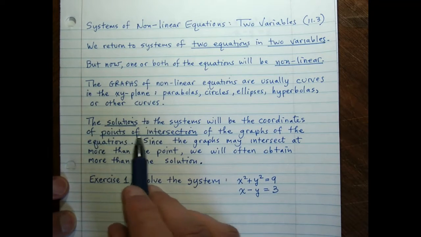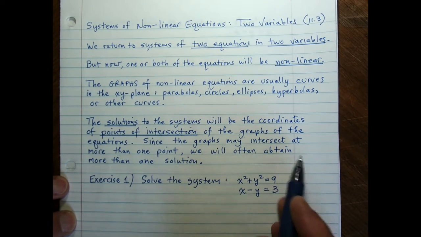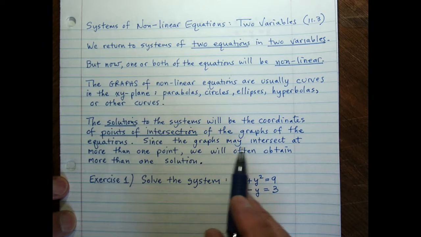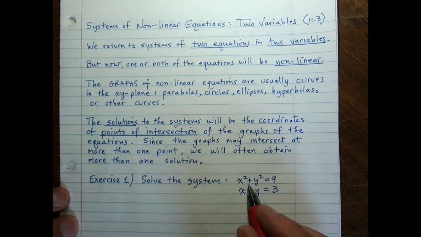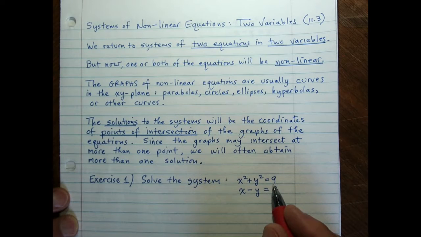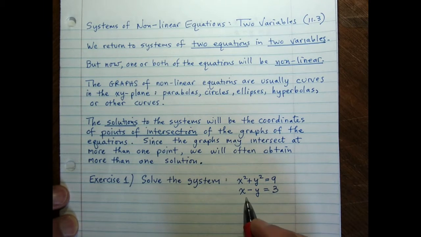The solutions to the systems will be coordinates of points of intersection of the graphs of the equations. Since the graphs may intersect at more than one point, we will often obtain more than one solution. Here's the first example we're going to look at. Solve the system x squared plus y squared equals 9 and x minus y equals 3.